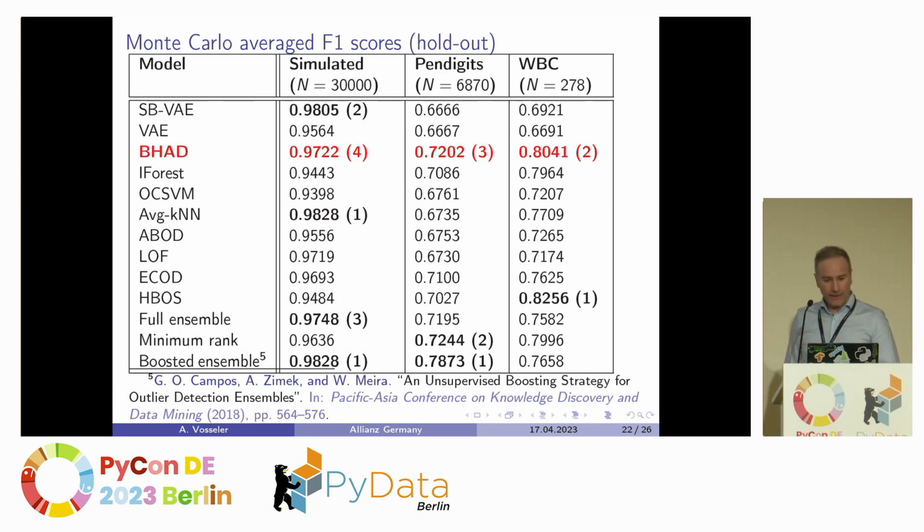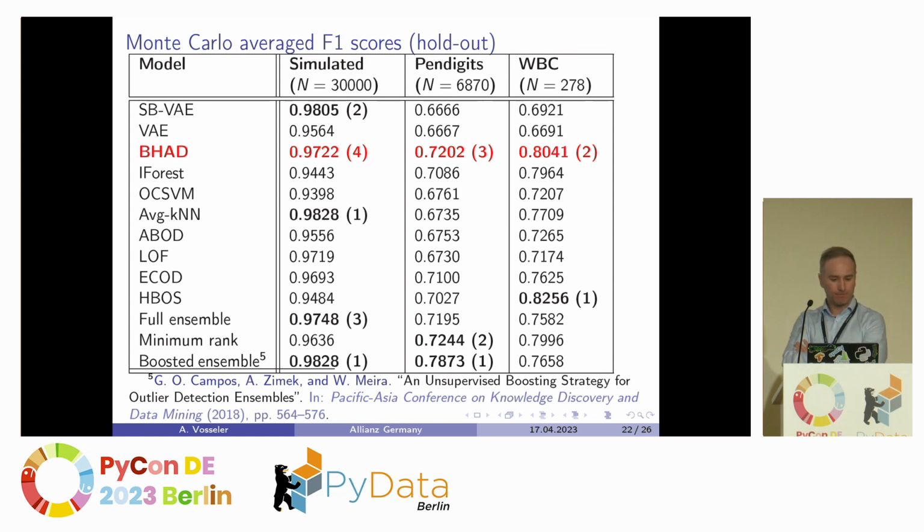And in order to really control a little bit for the uncertainty due to the train and test split, we do some Monte Carlo kind of averaging for different train and test splits, let's say 100 times, and you average the F1 scores. And the other 2 data sets, the pen digits handwritten digits classification dataset and the Wisconsin breast cancer dataset, we simply take one class, downsample that class, and the other classes are, so to say, inliers. This is also a common approach in the outlier literature.